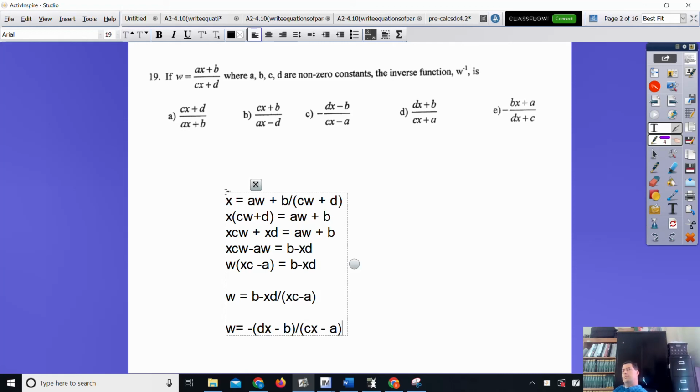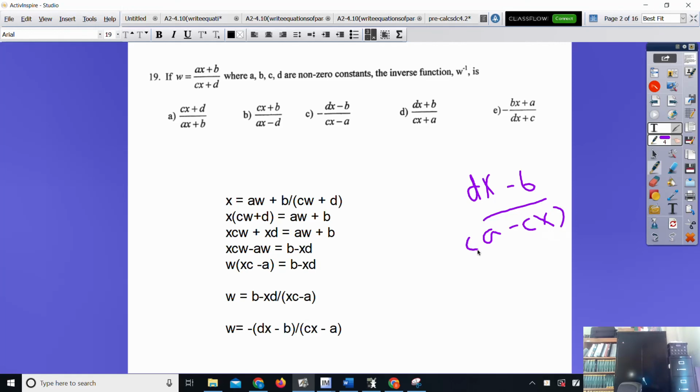Okay, so for mine, I had, from the original, you can give me your final answer. We can manipulate. What was your final answer? Dx minus b over a minus cx. Okay, so what you can do is pull the negativity out. That'll leave you with dx minus b up top. You can move the negative to the front of the fraction and then swap signs. Cx minus a. Oh, I didn't see the negative in front of c.